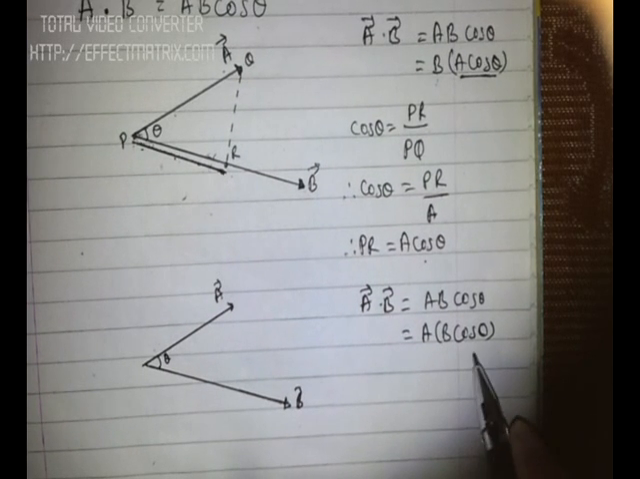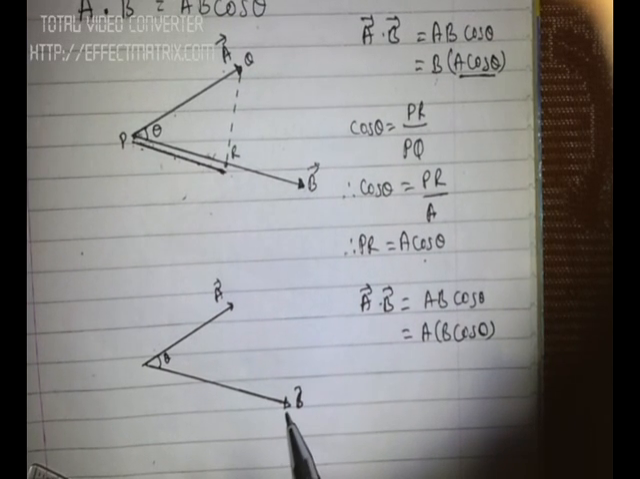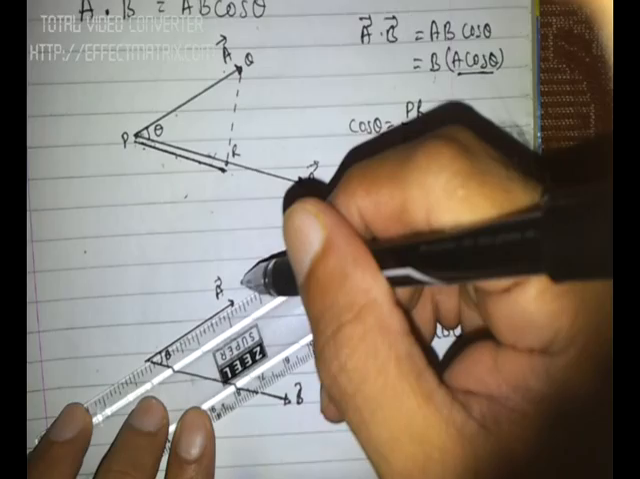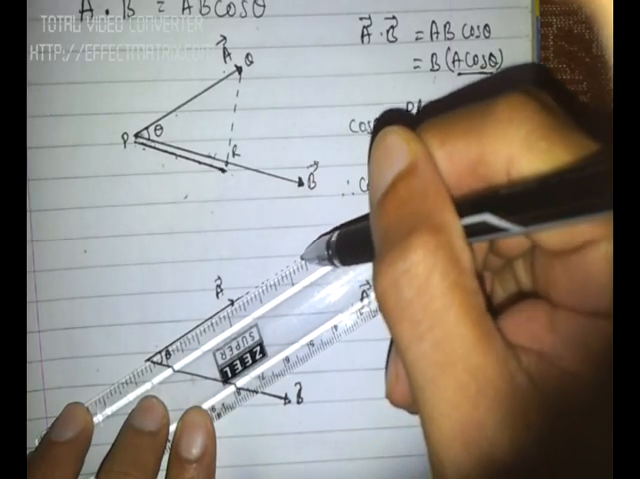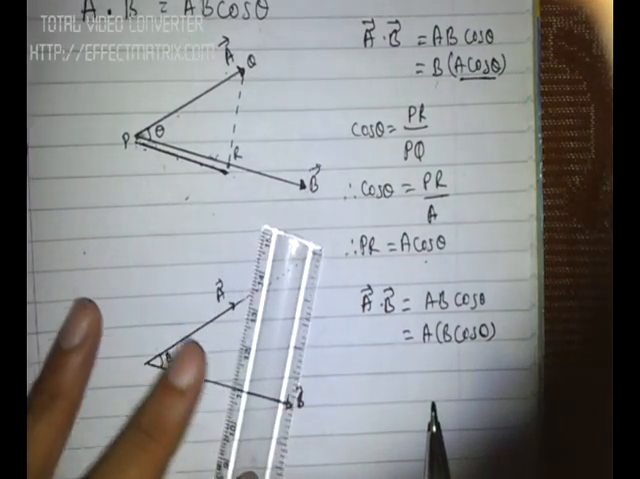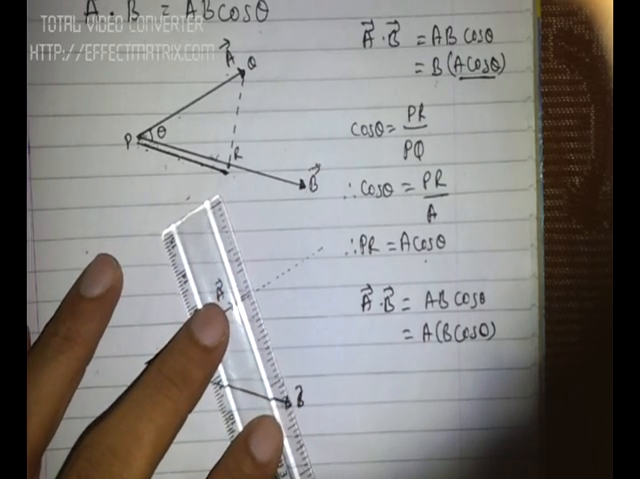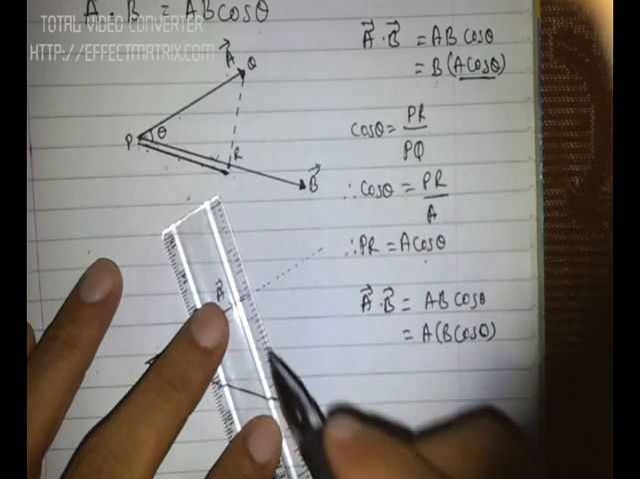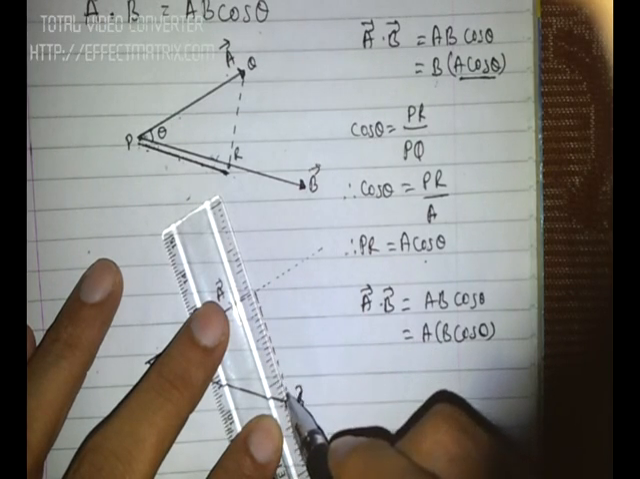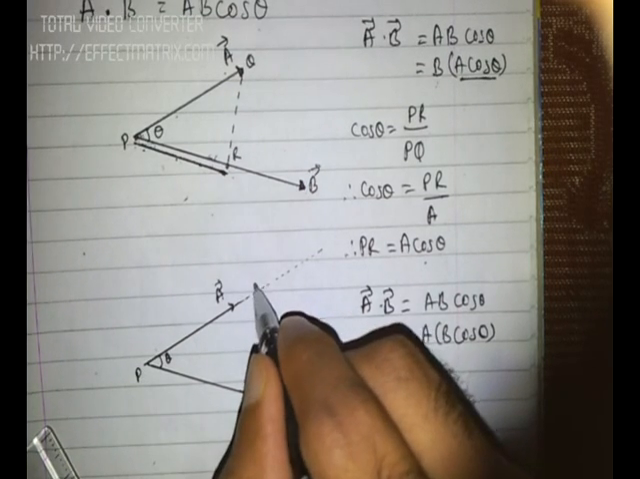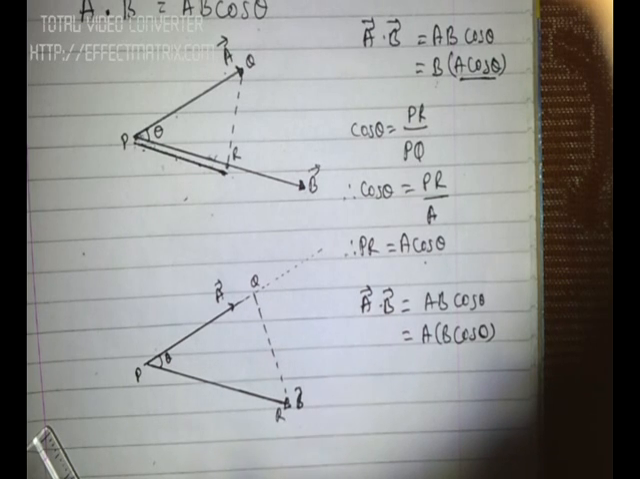Now, what is B cos theta? I'll use the same logic. From B, I'll drop a perpendicular onto vector A. For that, I'll have to extend this particular vector. So I'll extend it, and from B, I'll drop a perpendicular onto vector A. So how do I get it? Yeah, this is it. So I got two points. Let me give them again names P, Q, and let me call this point R.